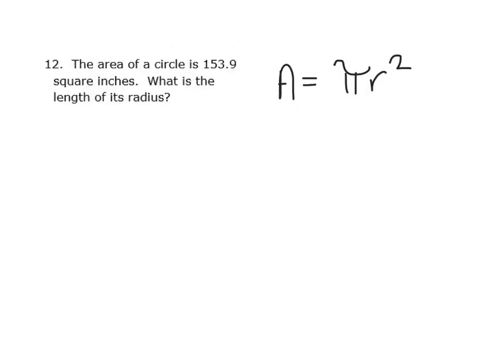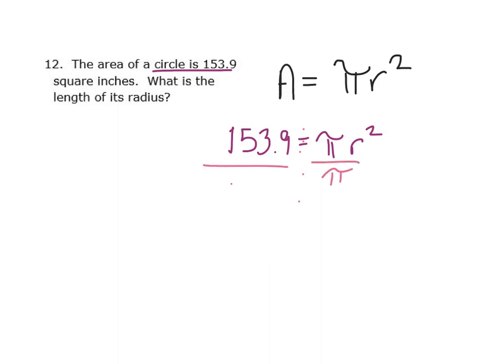And this next one, we're asked to find the radius given the area of a circle. So we have 153.9 is equal to pi r squared. You're going to divide both sides by pi. I recommend you divide by pi and not 3.14. So this is going to come out to 48.988 equals the radius squared.